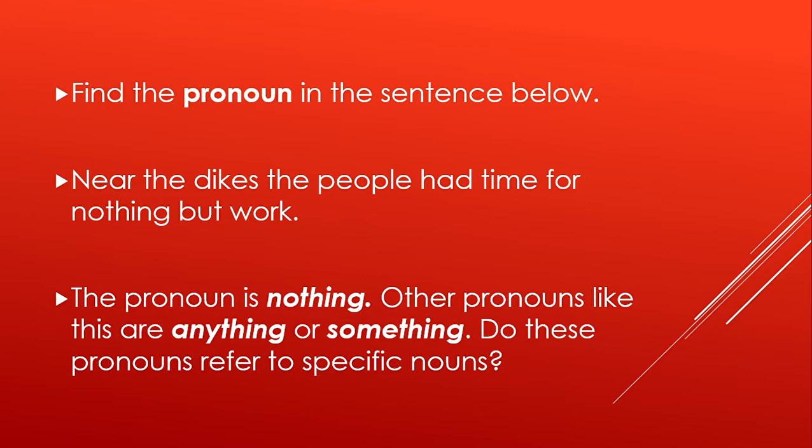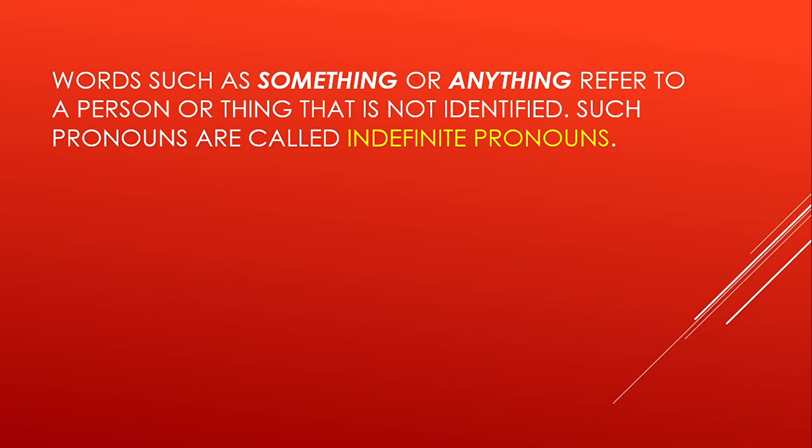Do these pronouns refer to specific nouns? If we look at "Near the dikes, the people had time for nothing but work," nothing can't refer to dikes. It can't refer to people. So it's kind of indefinite. Remember, definite means it's for sure; you know exactly what it's talking about. Indefinite is kind of like, well... So words such as something or anything refer to a person or thing that is not identified. Such pronouns are called indefinite pronouns.